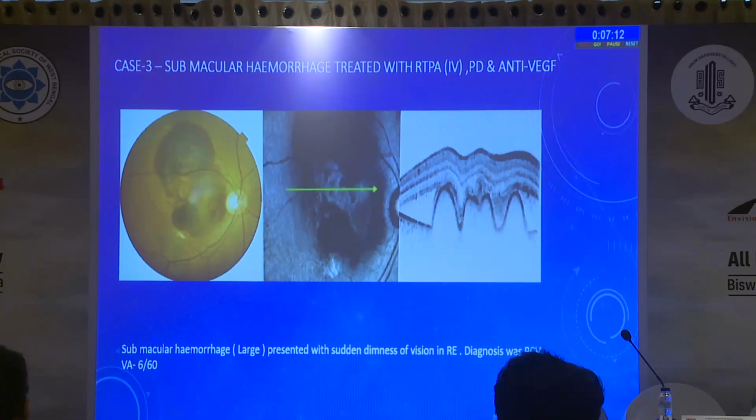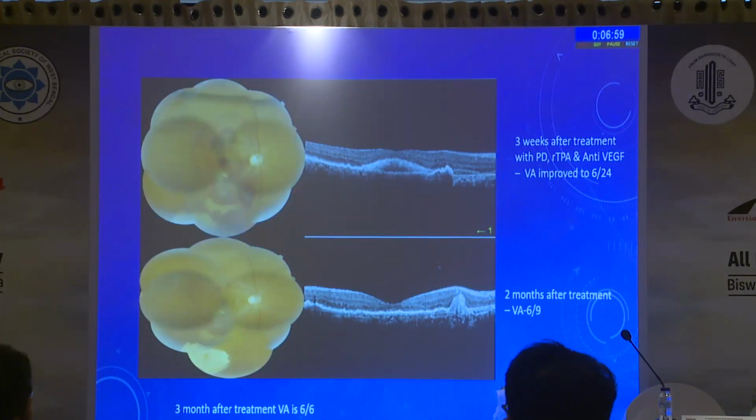And this happened to be one of the leading cardiologist's wives, so I was a little bit apprehensive in taking this case for the subretinal tPA. So let's see with the intravitreal tPA, less intervention will be required. The vision was 6/60, but this patient actually did pretty well.